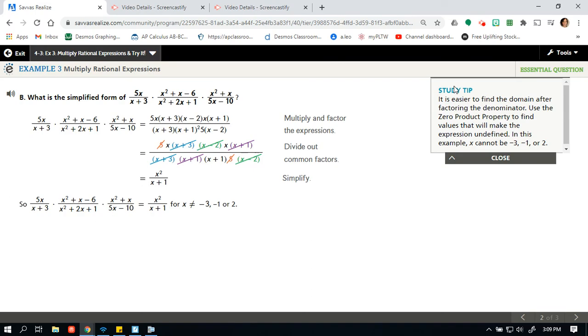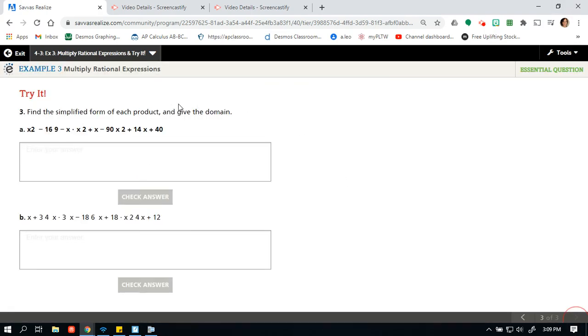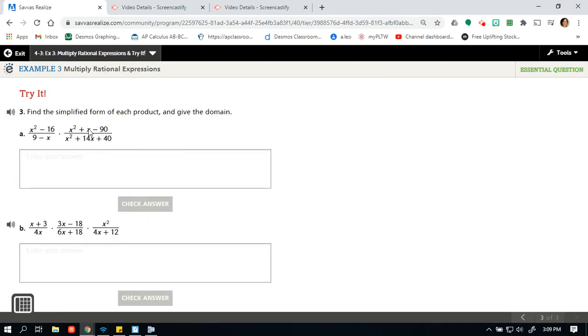So a study tip: it is easier to find the domain after factoring the denominator. Use the zero product property to find values that will make the expression undefined. In this example, x cannot equal -3, -1, or 2. All right, so here, let me just make sure that there's no odd factoring, and there is not. So there's your try-its. Ask questions if you need them, and we'll catch you in the next video.